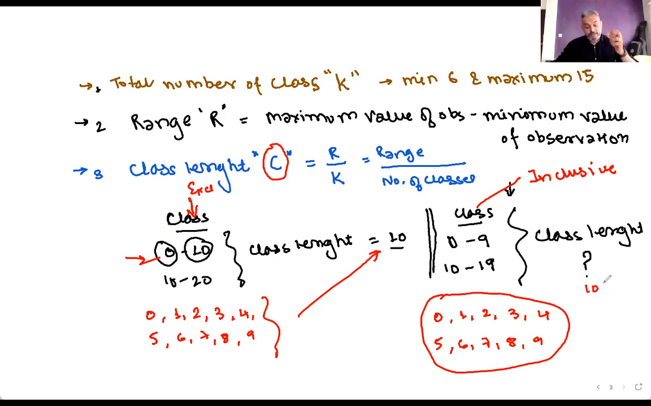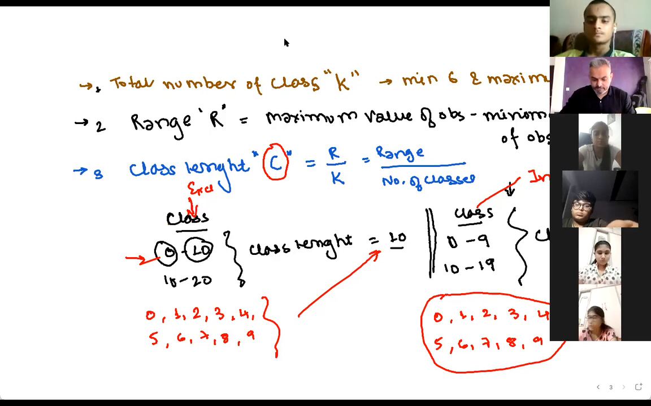Now, there is a concept of lower boundary point and upper boundary point which we have to use in case of inclusive. I will cover that later. But now, can you see कि दोनों में class length is 10? It's only a presentation mode that is different. Here it is exclusive and here it is inclusive. All of you understood now what is class length? Any doubt?